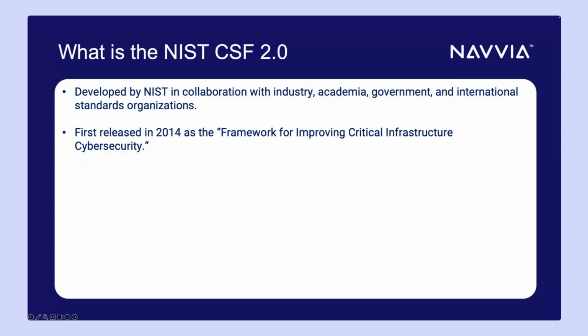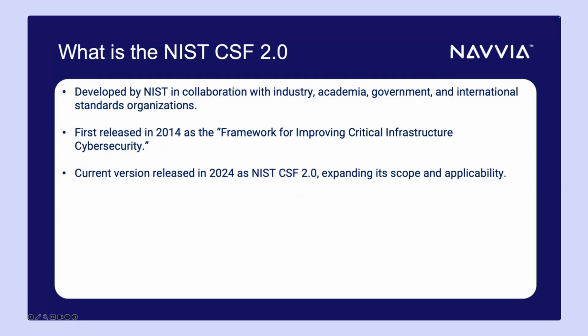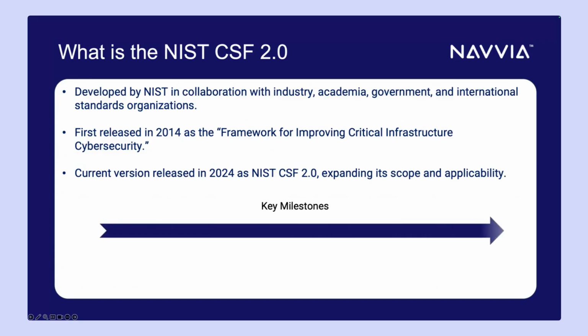It was first released in 2014 as the Framework for Improving Critical Infrastructure Cybersecurity. And the current version was released in 2024 as the NIST Cybersecurity Framework version 2.0, which expanded its scope and its applicability. So some of the key milestones in the NIST framework: the executive order was issued in 2013, basically seeing a need to improve the nation's infrastructure from external threats. This executive order was issued, and the best minds were brought together to develop this framework.